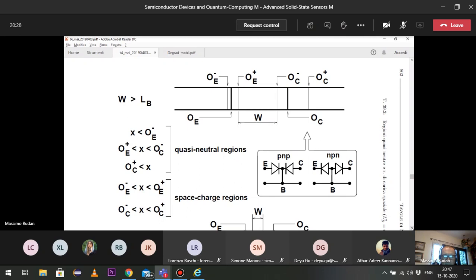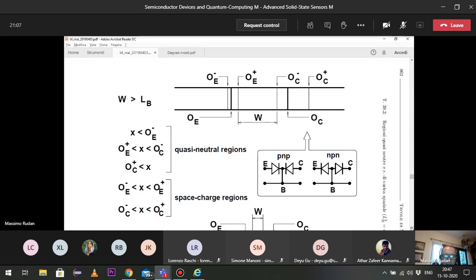So, for instance, if we consider the PNP type, then the base region is of the N type and the minority carriers are holes. So for the PNP transistor, LB is the diffusion length of the holes, that is the product, as you remember, of the lifetime times the diffusion coefficients under the square root. If we instead consider the NPN type, then the base is a P region and the minority carriers are electrons.